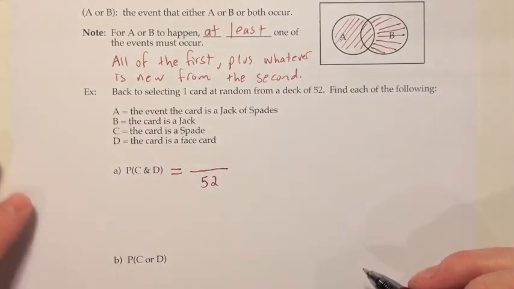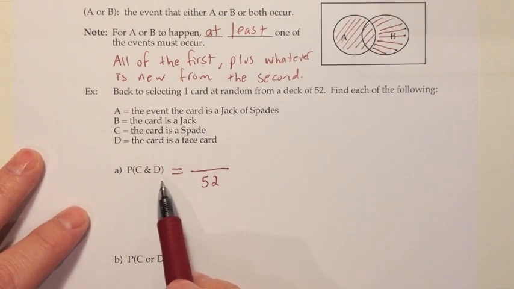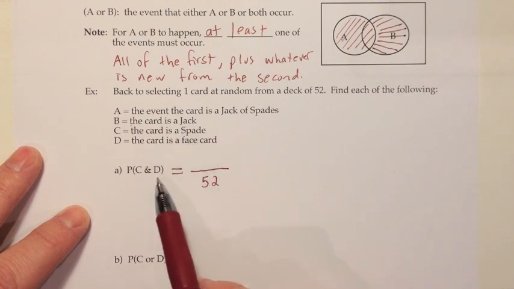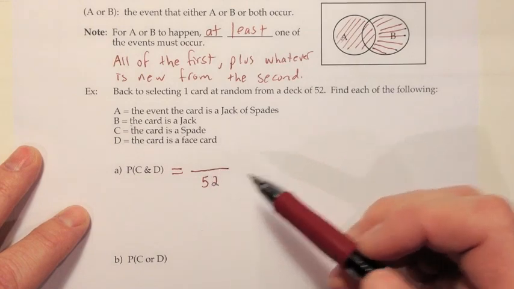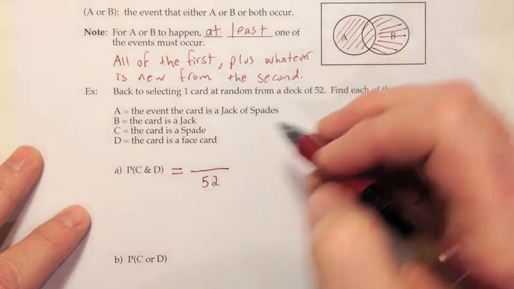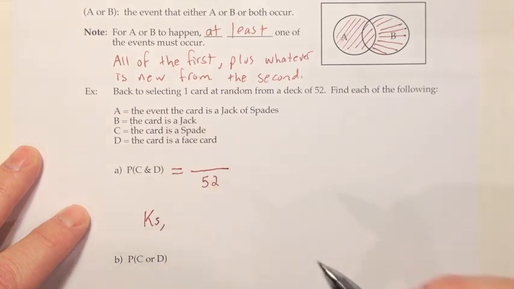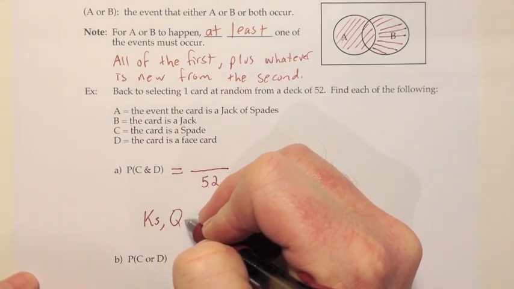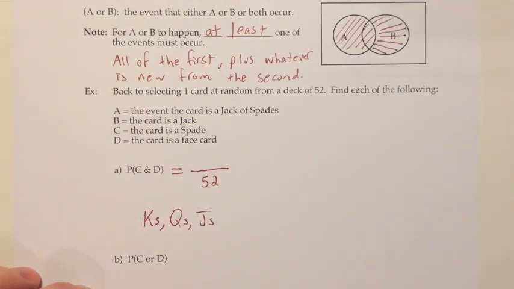And then I work up to the numerator and I say, okay, out of those 52 cards, how many of them are C and D? How many meet both descriptions? They're spades and they're also face cards. And it turns out that there's 3 of them. And I'll go ahead and list them. There's the king of spades, that's both a face card and a spade. There's the queen of spades, that's both a face card and a spade. And there's the jack of spades, which is both a face card and a spade.